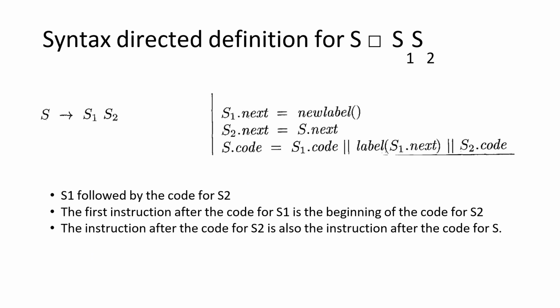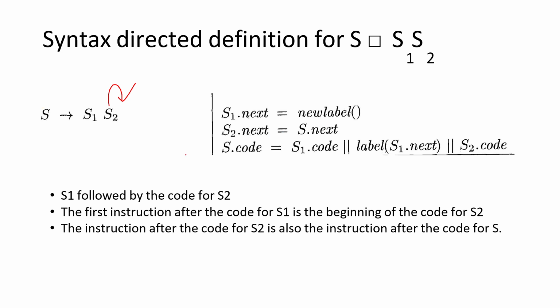Next one is S points to if-else with S1 and S2. Here, first S1.next equals newlabel. It will create a new label. And what is S2.next? S2.next will be S.next. So S2.next equals S.next.